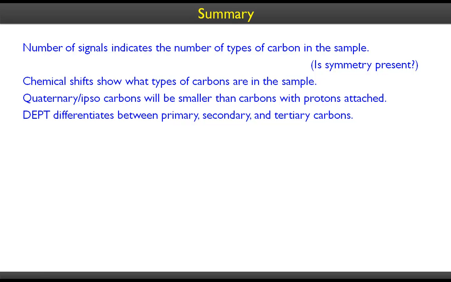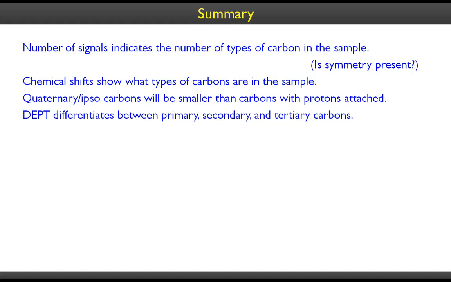So to summarize the whole discussion that we had today, the number of signals indicates the number of types of carbons in the sample. The symmetry simplifies the carbon 13 NMR, right? If you have symmetry, you will expect fewer signals, fewer peaks than otherwise. So that's something you have to remember.